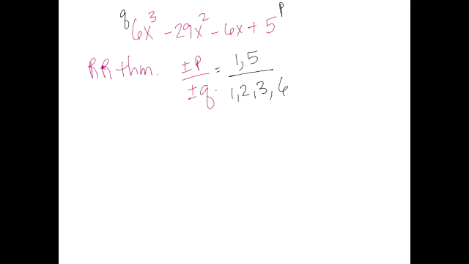So when I ask you to list out all possible rational roots, okay, all possible rational roots, what would they be? What are all the different combinations of p over q? 5 over 2, 5 over 3, 5 over 6. 1, 5 over 2, 5 over 3, 5 over 6. Okay. Are there any others?